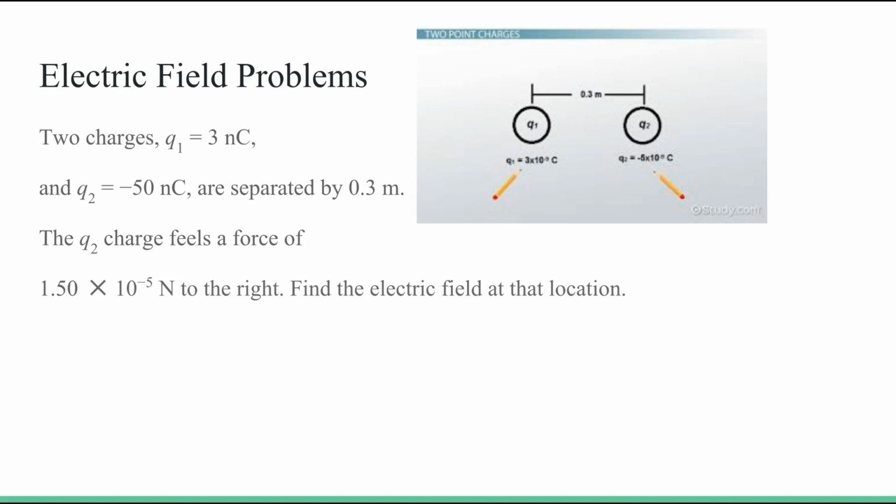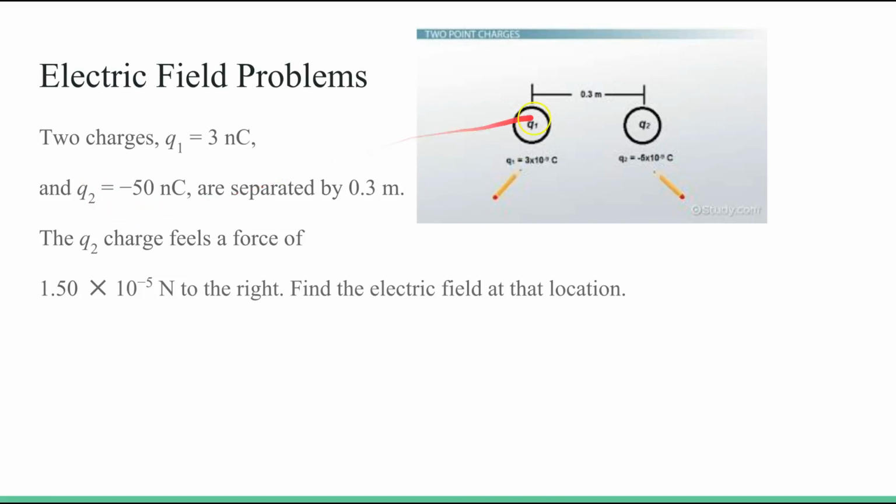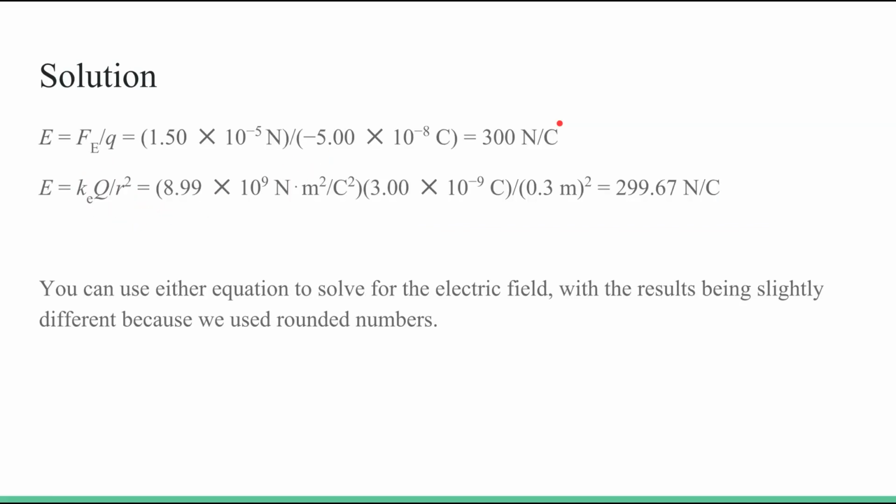Okay, so what you can do here is basically use both equations. E equals Fe over q and equals Keq over r squared. The easier choice, of course, if they actually give you the force on the charge Q2, would be to substitute the values into this equation. So you have 1.50 times 10 to the negative 5 newtons divided by negative 50 nanocoulombs. Well, you could just put the magnitudes over here. Always put the magnitudes over here. And that equals 300 newtons per coulomb.